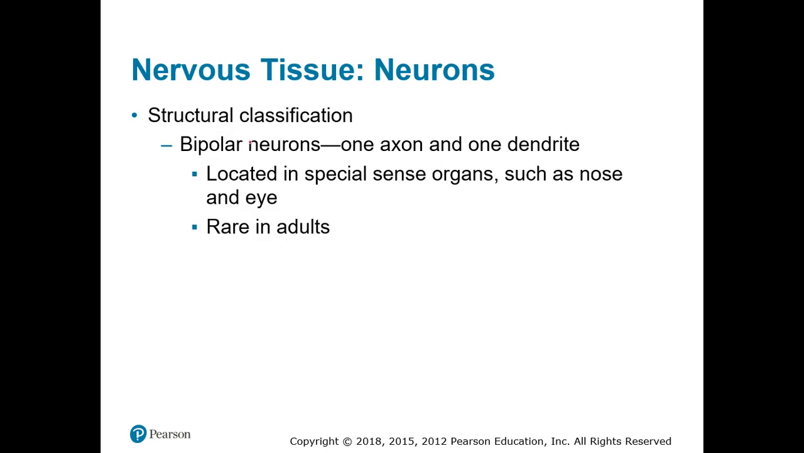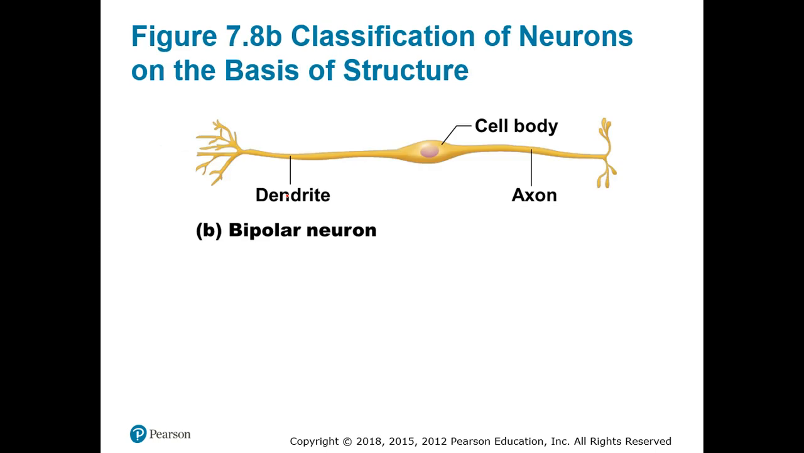The other type are known as bipolar neurons, bi meaning two. So one of the things that come off of it is your axon. The other thing that comes off of it is your dendrite. These are pretty rare in adults, but they are located in special sense organs such as your nose and your eye that help detect smell and help you see. So here's an example of a bipolar neuron. Here's my cell body. Here's my first extension, which is my axon, and here's my second extension, which is my dendrite. So bi meaning two.